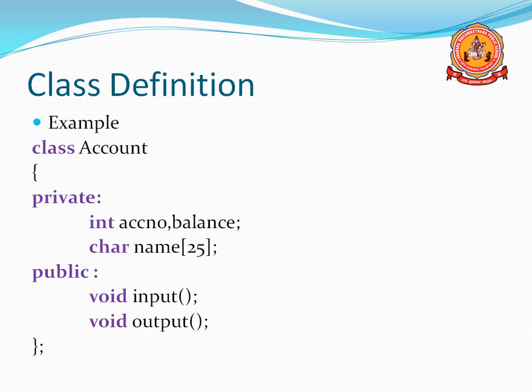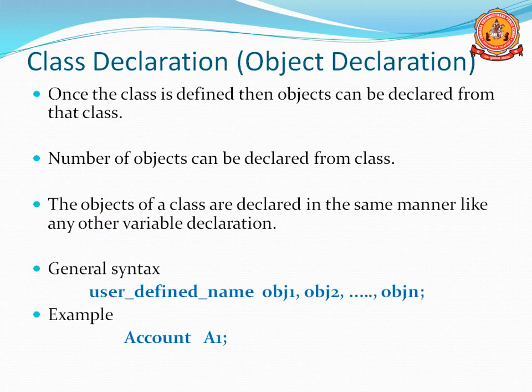Inside the public, after public it is not a semicolon, a colon is required. Then the example is given as void input and void output. So in this program, input and output are two member functions. Account number, balance and name are data variables. So the class contains data members and member functions. Then we will move to the next topic.